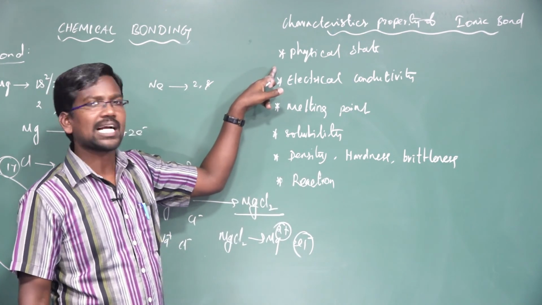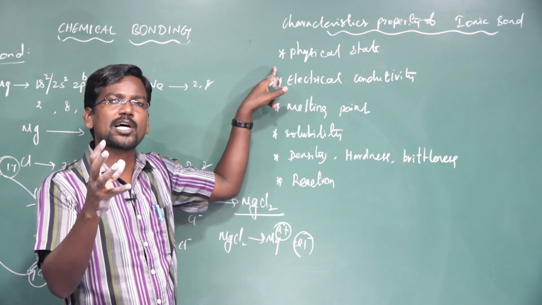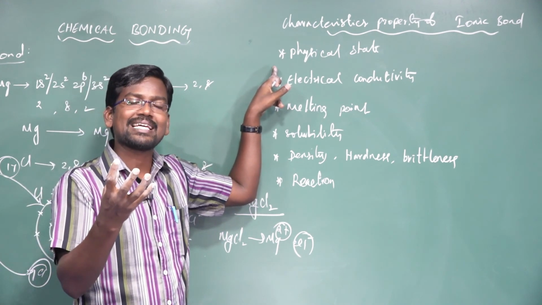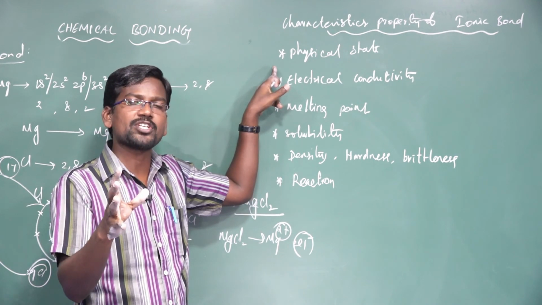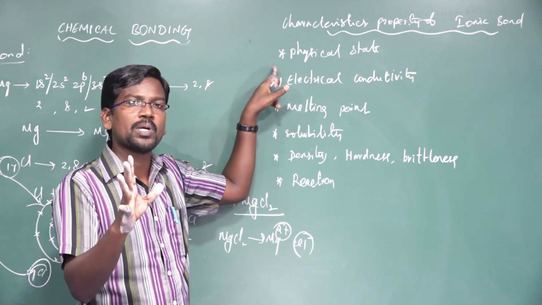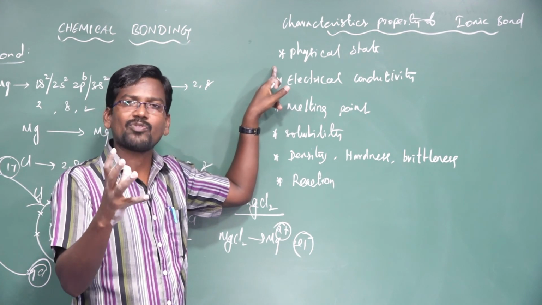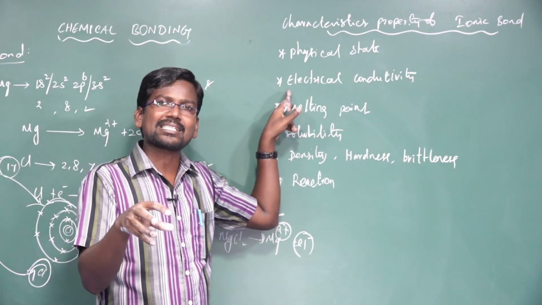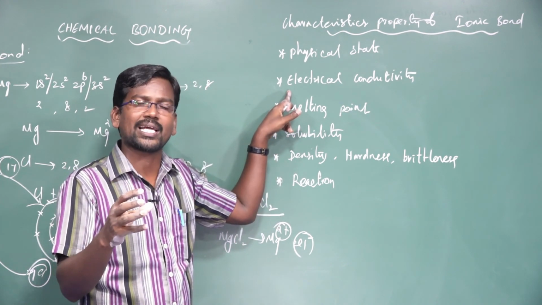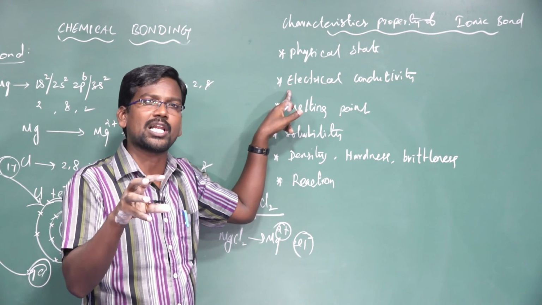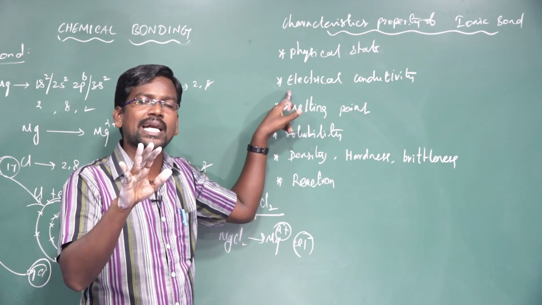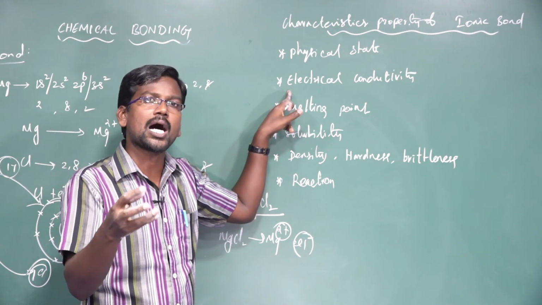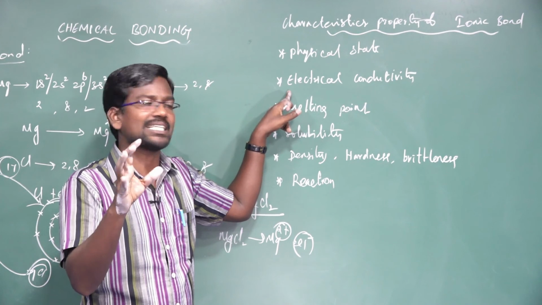Physical state: the electrostatic force of attraction between the two oppositely charged particles is strong, which results in an easily arranged, well-defined geometrical form. The ionic compounds are crystalline solids at room temperature. Next one, electrical conductivity. In the ionic crystal at room temperature, the ions do not move freely through the crystal. That's why ionic compounds do not conduct electricity in the solid state, but in the dissolved, fused or melted state the compounds easily conduct electricity.